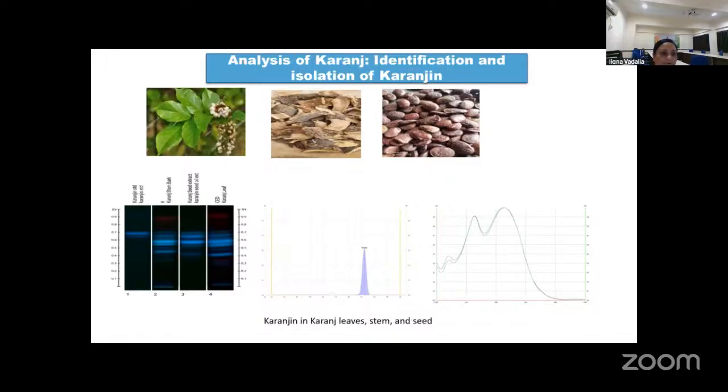If I observe that this band is matching with the Karanjin standard, then for more confirmation we take the spectrum. This one is a standard spectrum and one is a sample spectrum. If the spectra match, then we can say this spot is of Karanjin. And for more confirmation, we can go for the mass.